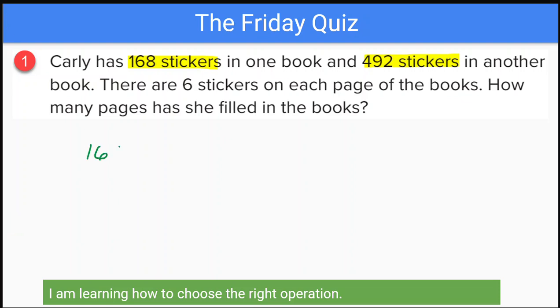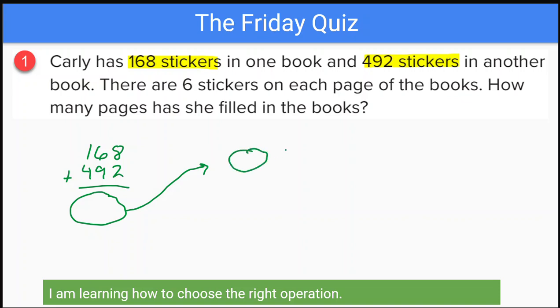So 168 plus 492. Either number could have gone on top right here. A lot of kids get excited and say the larger number has to be up on top, but not necessarily. Now when you add these together, you're going to get a sum. Whatever that is, you're going to take that number and divide it up into groups of 6.